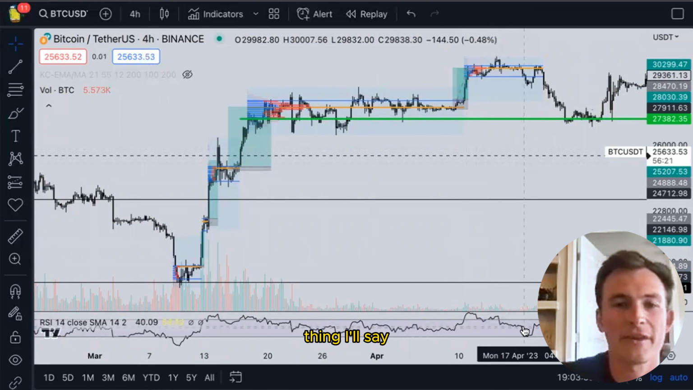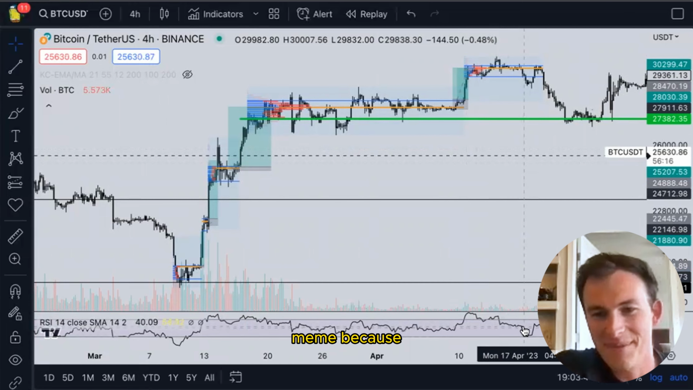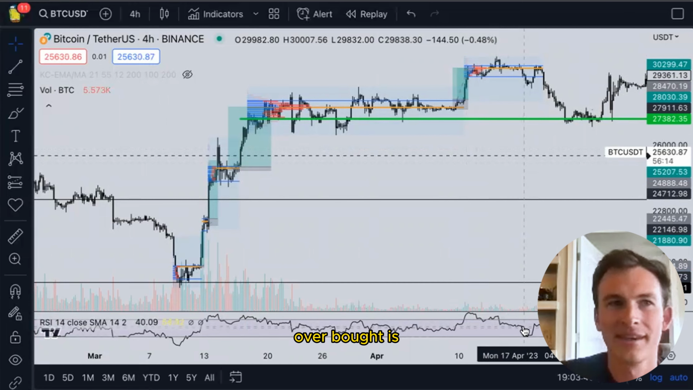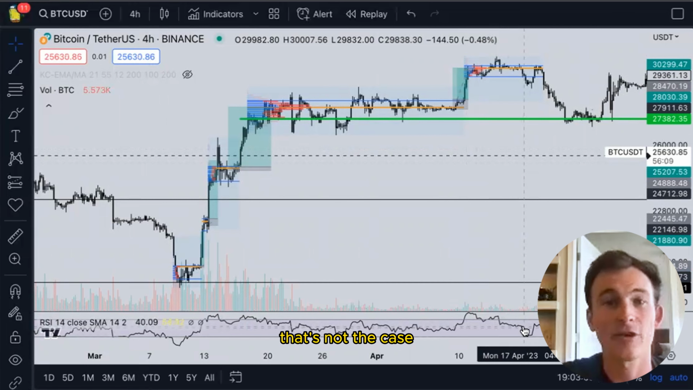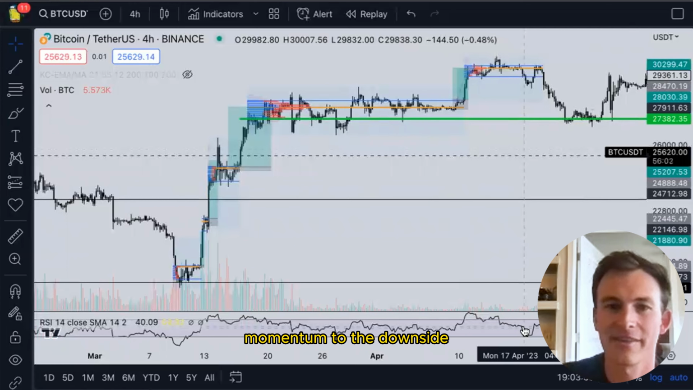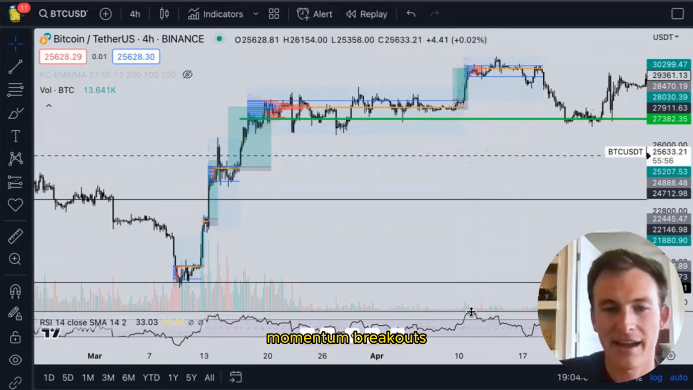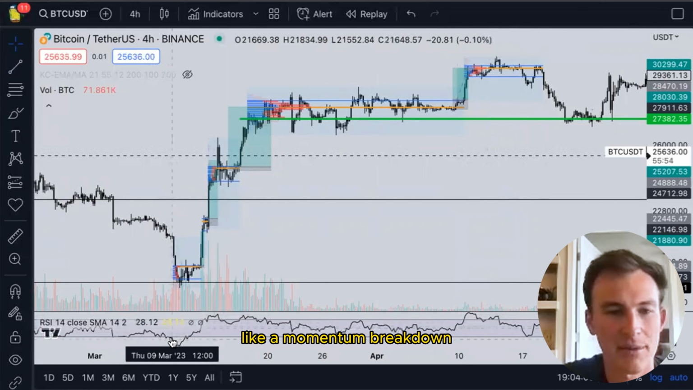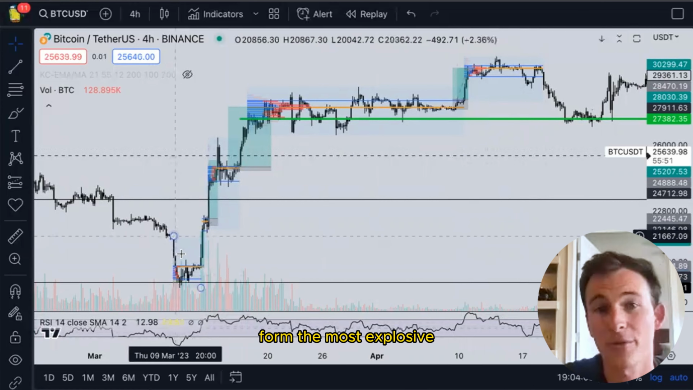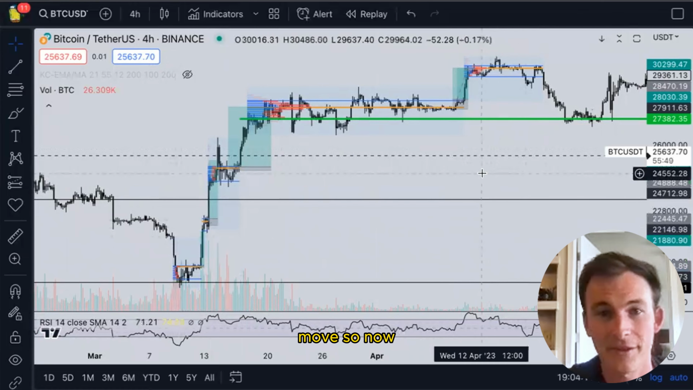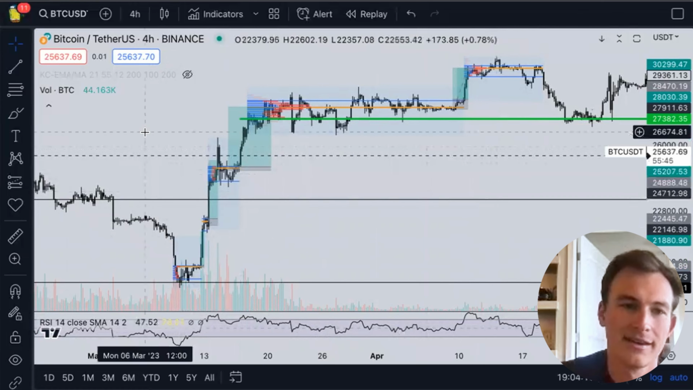And the one thing I'll say about RSI is that overbought and oversold, I view it as a meme, because when people hear that overbought, they think, oh, it's overbought, so we should mean revert, when no, that's not the case. Overbought just means very strong momentum to the upside, and vice versa for oversold, just very strong momentum to the downside. But you get the largest moves on RSI when you get these momentum breakouts, or over here, like a momentum breakdown. You can see these candles were the most explosive of the entire move. So that's how I view RSI.